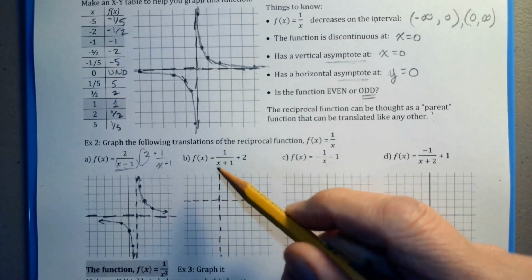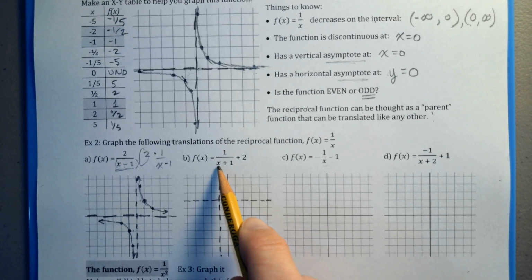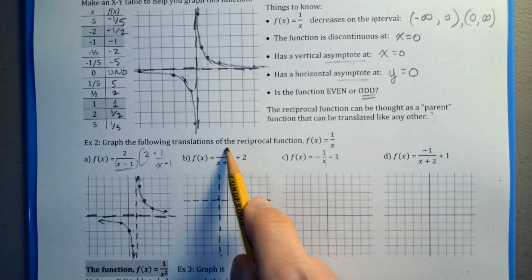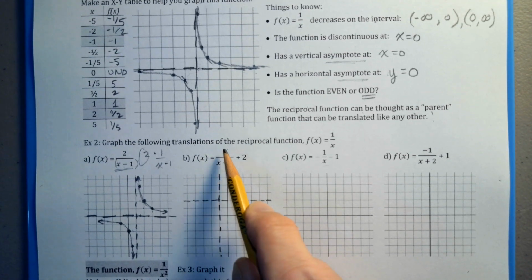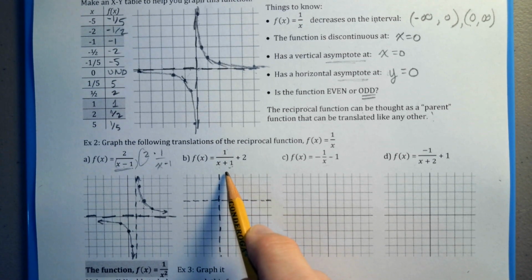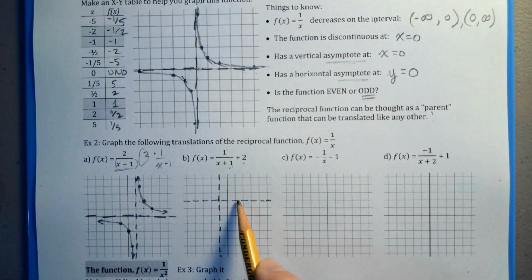Okay? So think about it. If x gets really, really big, then x plus 1 is also very, very big. But 1 over that is really, really small, so it's close to 0. But we're adding 2, so it goes up.